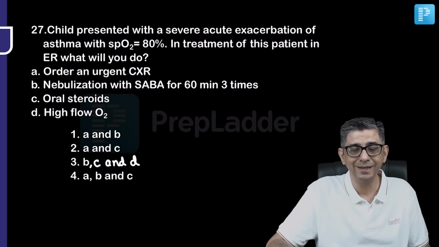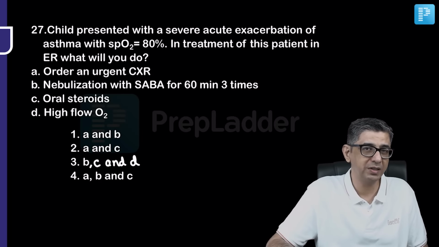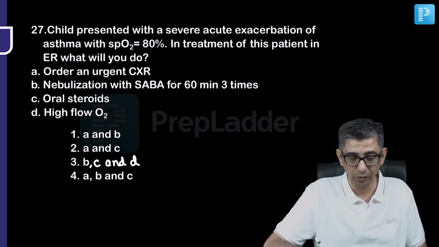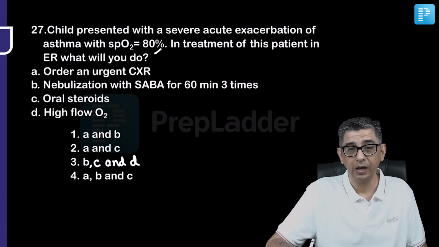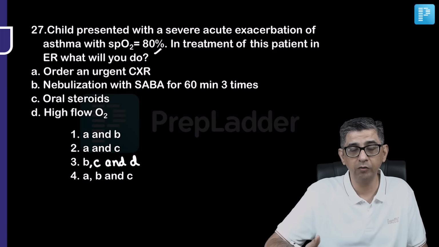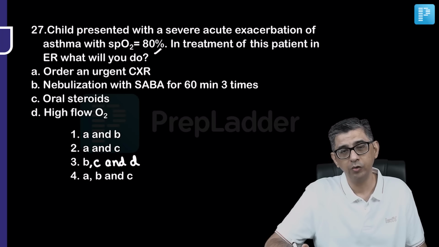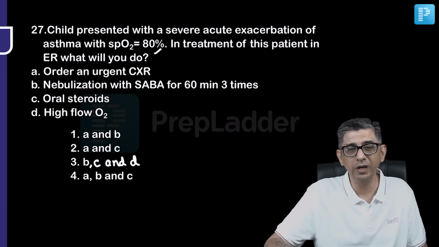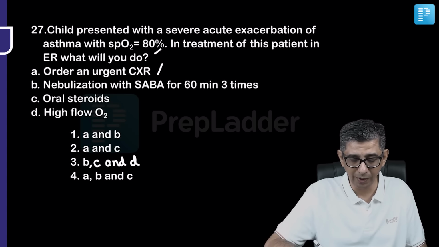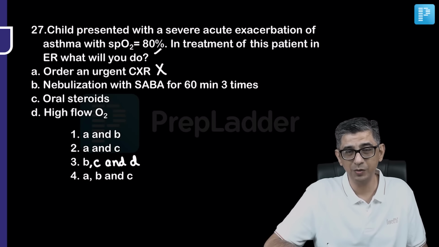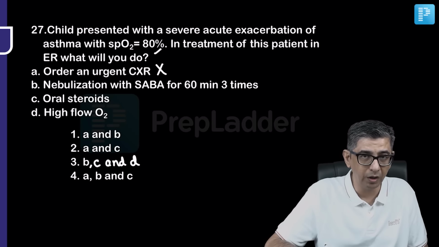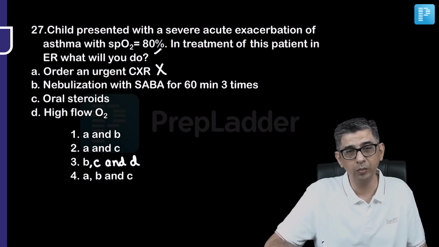Coming to the next one, a child is presented with a severe acute exacerbation of asthma with an SpO2 of only 80%. I would classify that as a life-threatening attack of asthma, considering the SpO2 is down to 80%, and he says all of the following would be done immediately except. Option A is chest X-ray. We routinely do not do a chest X-ray in asthmatics, only if you are suspecting maybe a concomitant pneumonia. It could be bacterial pneumonia or COVID-19 pneumonia.